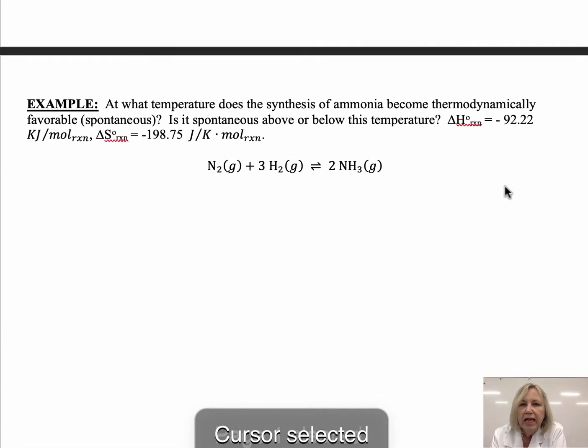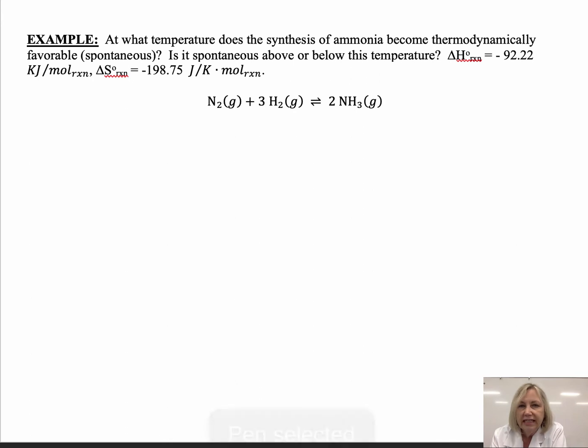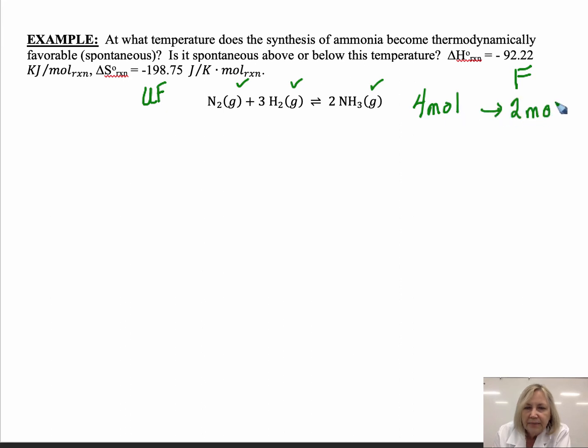It's not uncommon to actually have to calculate the temperature at which a process becomes favorable. So for this one, I have the synthesis of ammonia. I have a favorable enthalpy. I have an unfavorable entropy. Hopefully you could predict that because I have all gases, but I go from 4 moles of a gas to 2 moles of a gas. That's less free, less dispersed, fewer microstates. So that's a negative delta S.